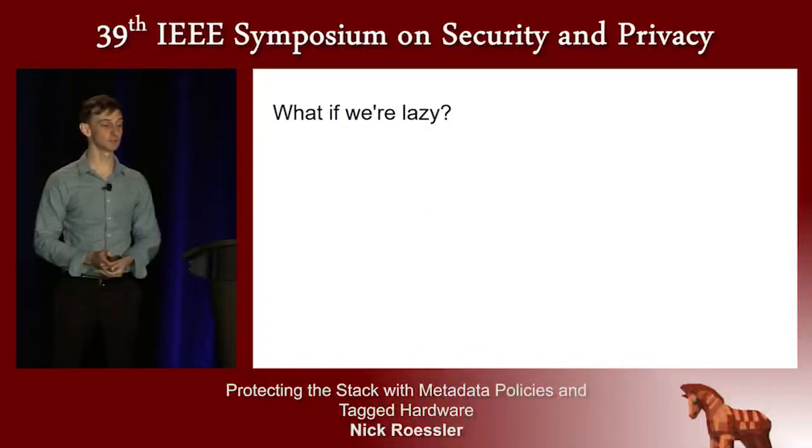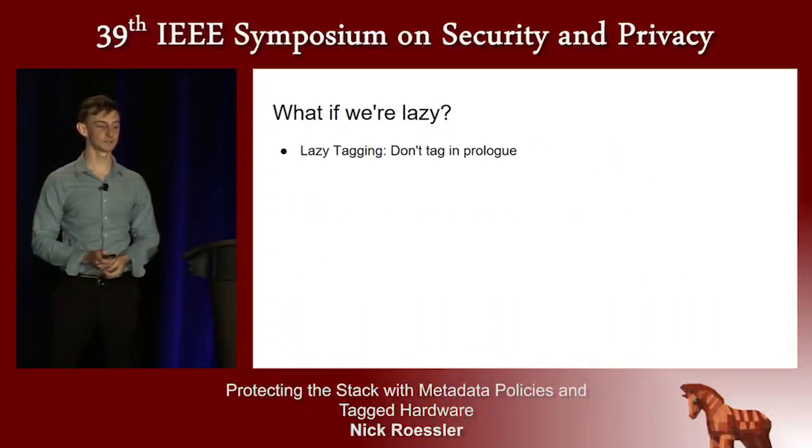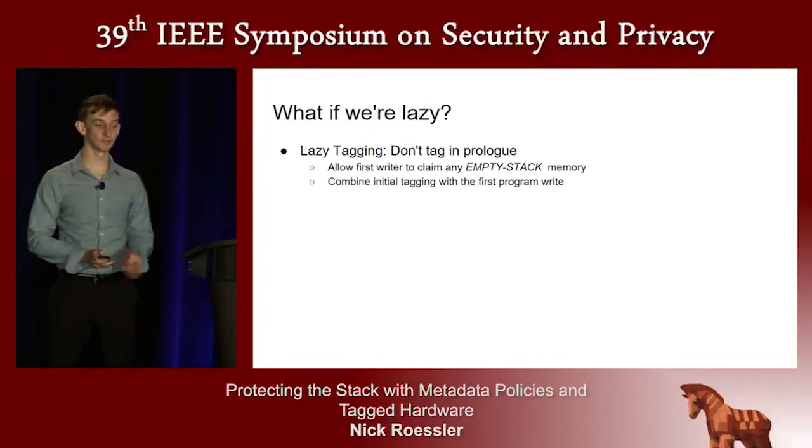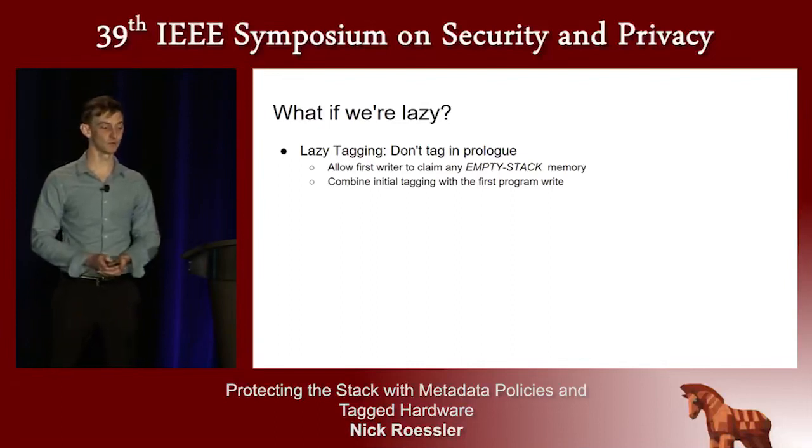Instead, what if we're lazy? We look at two different kinds of laziness. One of them we call lazy tagging. With lazy tagging, we don't tag memory in the prologue. Instead, we allow the first writer to claim any memory words tagged empty stack, and they'll update the word with the tag of the writer at the time that the write occurs. In other words, we're combining the initial tagging with the first program write to that memory word. So we don't bother tagging something if we're not actually going to use it.